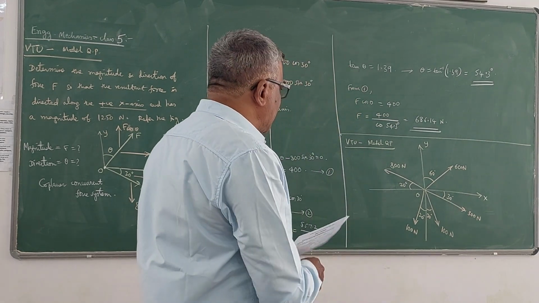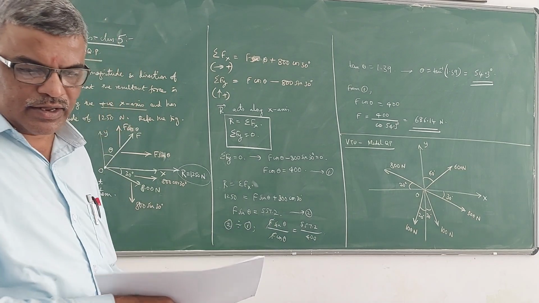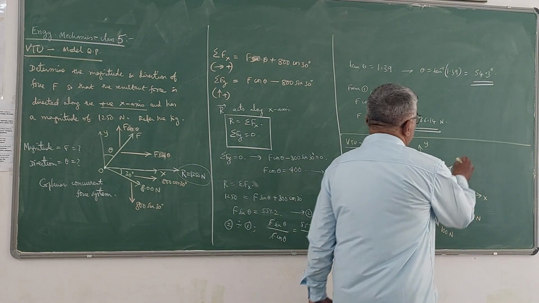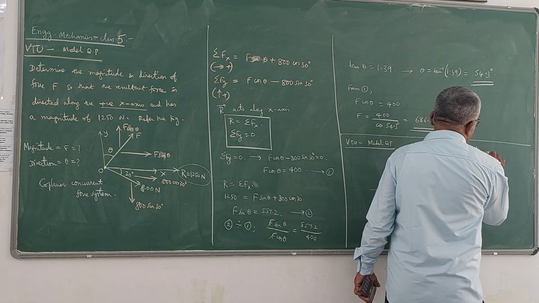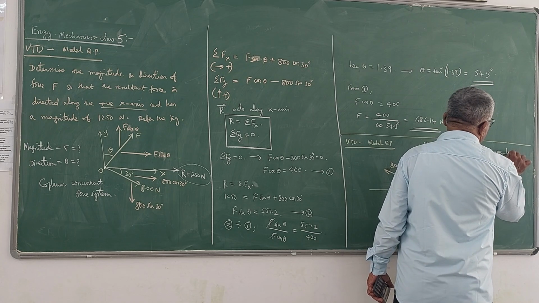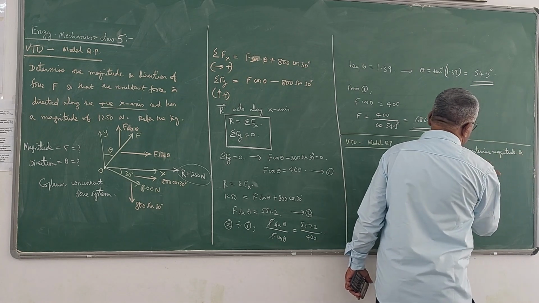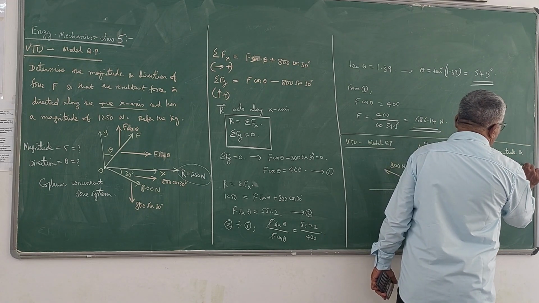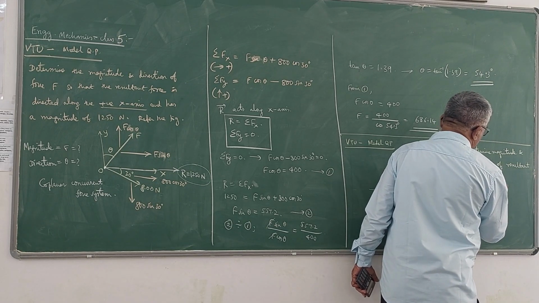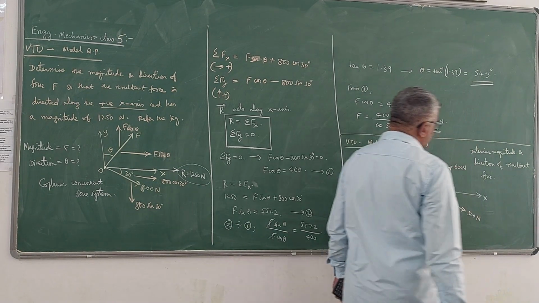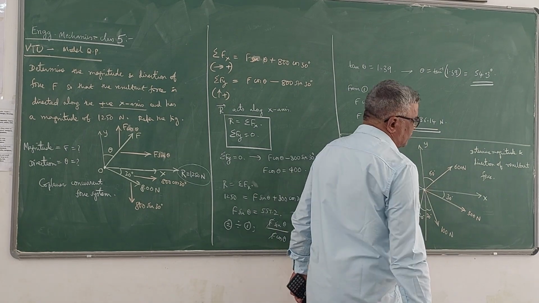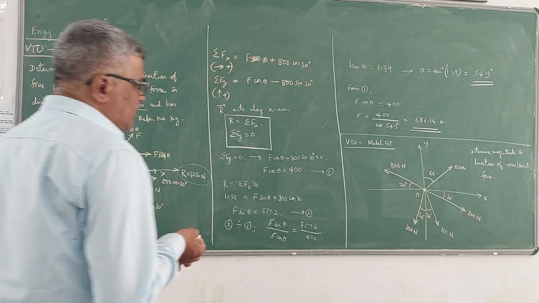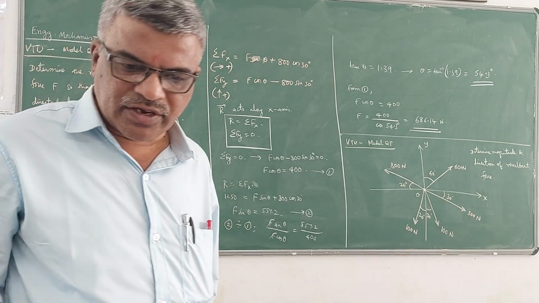The question is: determine the magnitude and direction of the resultant force. So that we have to find out. Position is not required because definitely the resultant force also acts through the point of concurrence. Maybe we have to find out in which quadrant it lies, first, second, third or fourth. So that is based on the values of sigma Fx and sigma Fy.